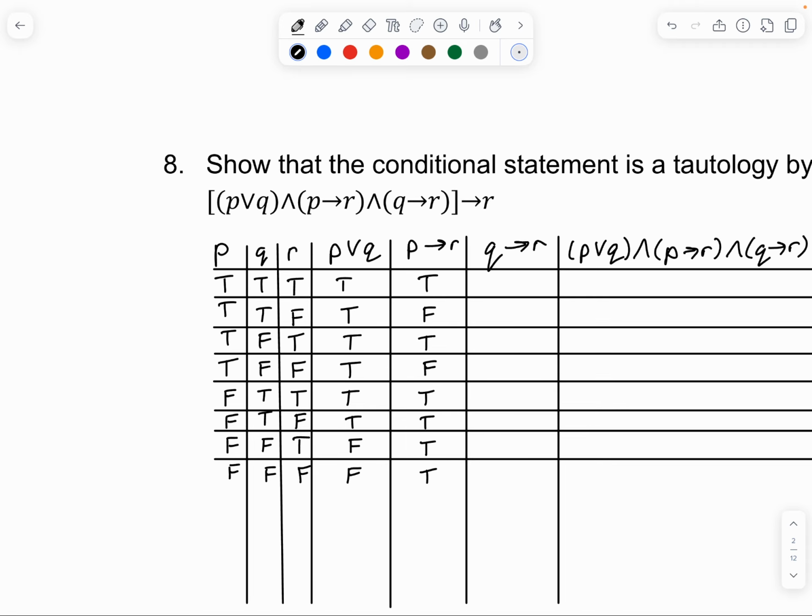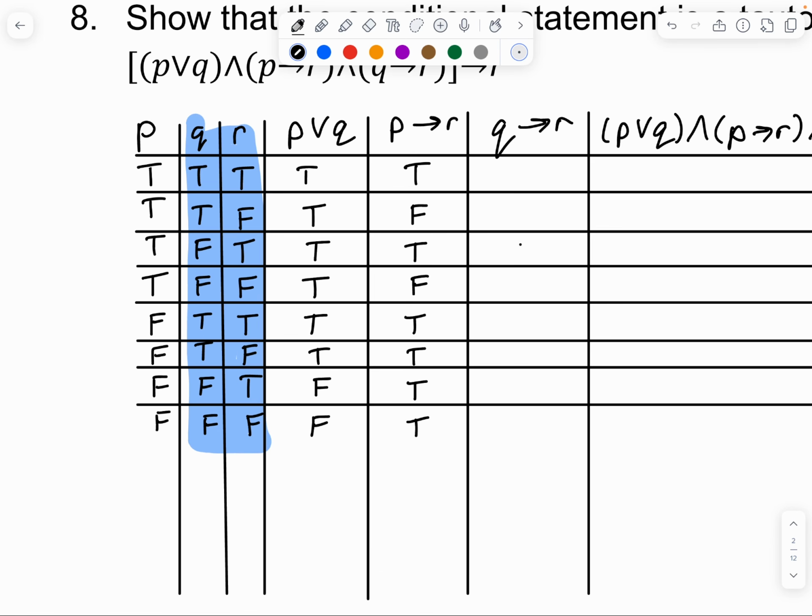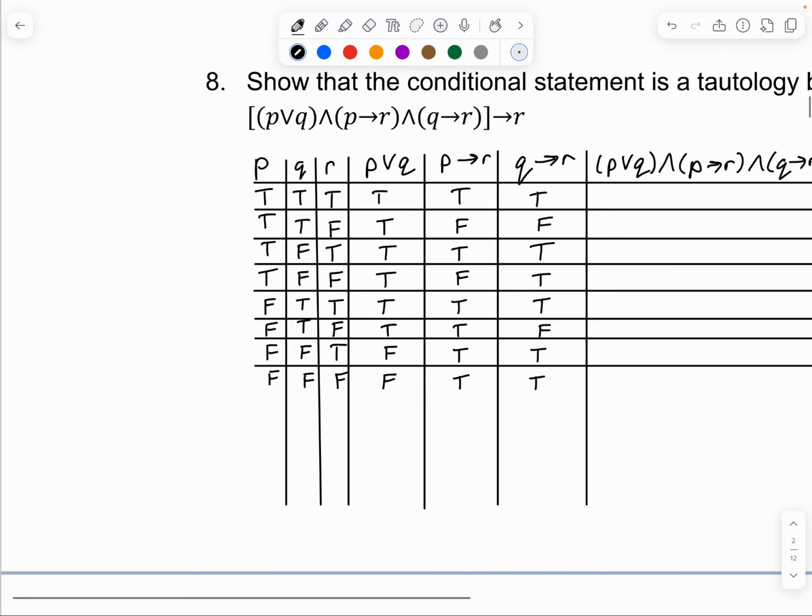Then I'm looking for Q implies R, so that's these guys. Same process. The first thing I'm going to do is look at when Q is false. That makes the implication true. So Q is false, Q is false, false, false. Okay, and then if they're both true, it's also true. Okay, so that leaves, yep, true, false, true, false. That's the only time the implication is false.